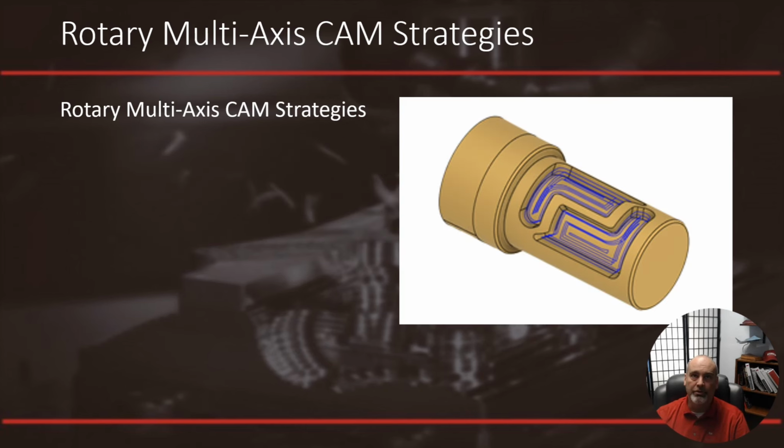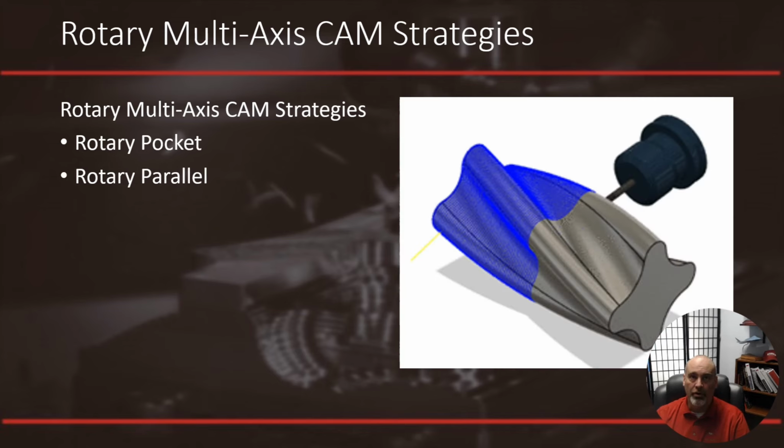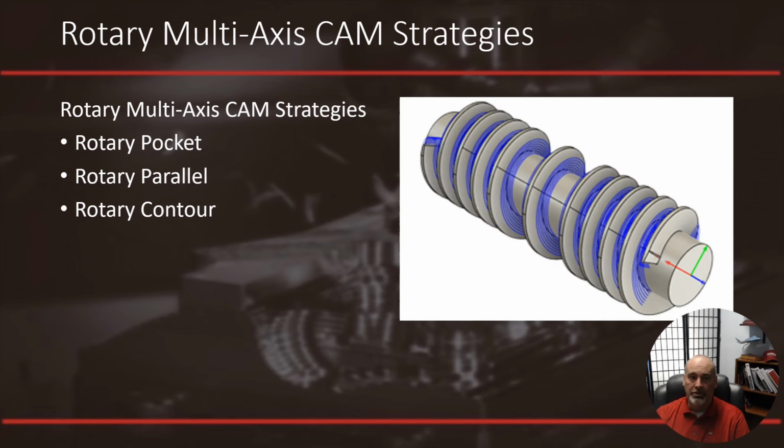There are 3 rotary multi-axis CAM strategies, the first being rotary pocket, the second rotary parallel, and the third rotary contour. They're all found under the multi-axis tab in Fusion.